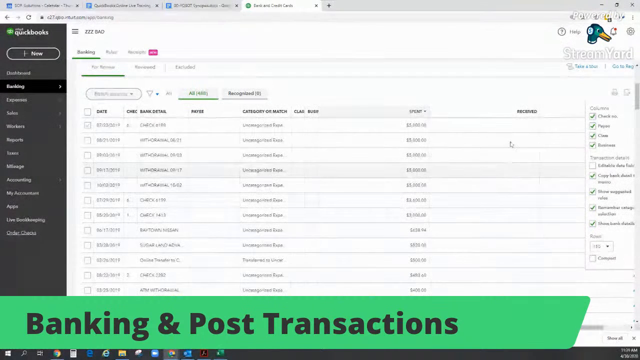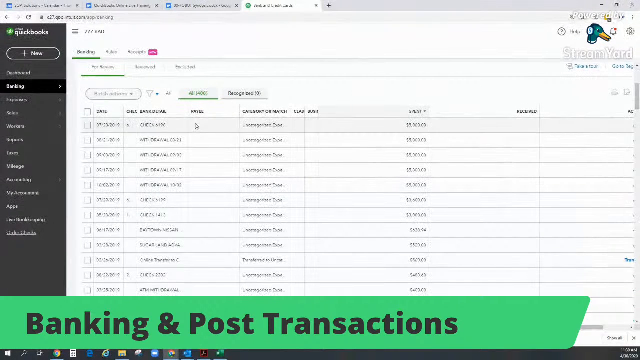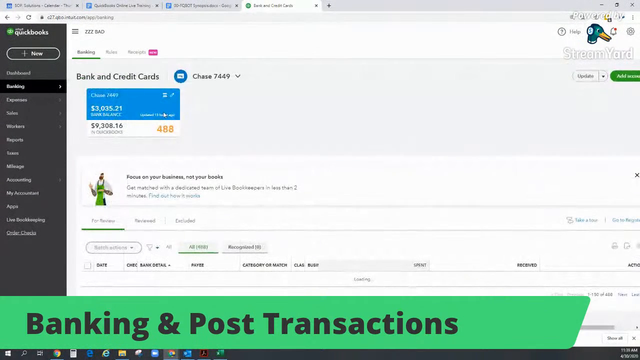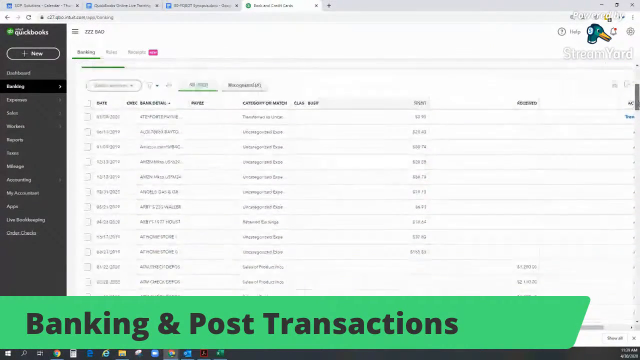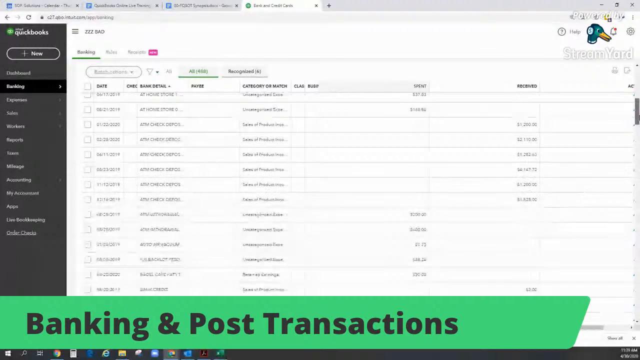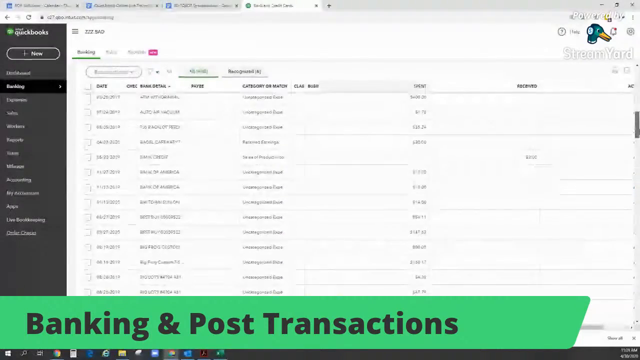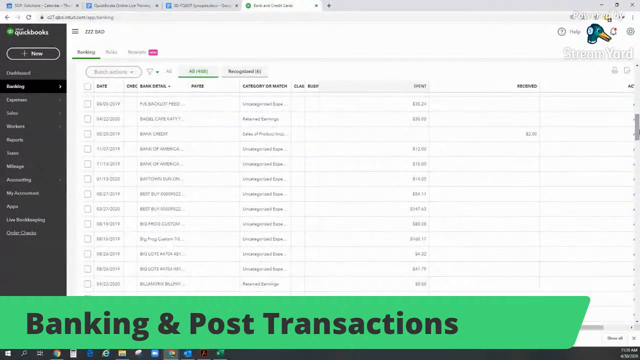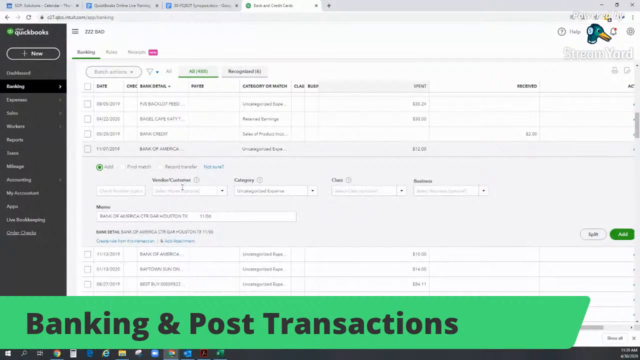All right, so now I have my structure set up and I have all these transactions. I have 498 transactions to post. Oh my gosh, it's going to drive me nuts. How do I do this? How do I get these transactions in there easily? So we're just going to grab some that are similar. I got Bank of America. This is actually a bank feed.